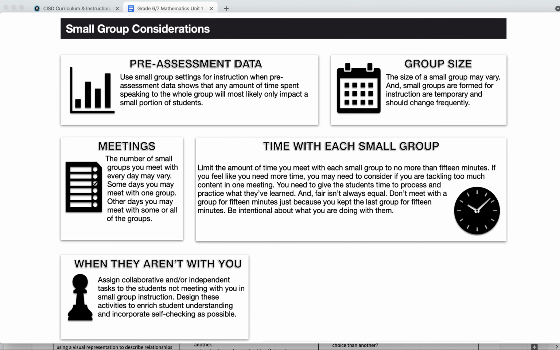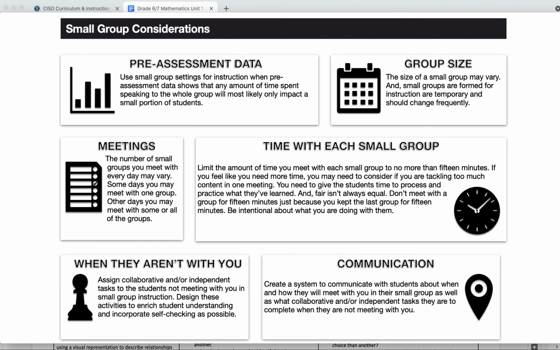Now, when the students aren't with you and you're meeting with a different small group, assign collaborative or independent tasks. Design those activities to truly enrich student understanding. Incorporate self-checking. You can do hands-on, practice, digital tools, use resources that we have in the district, and consider very intentional things for the students to be doing when they aren't with you.